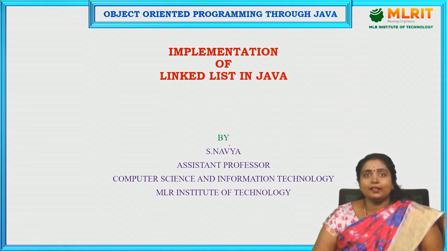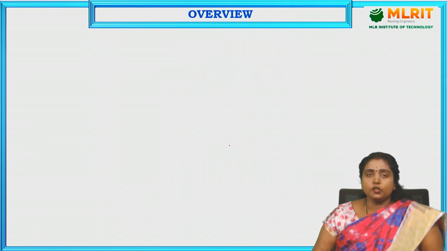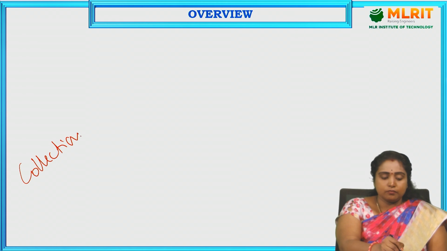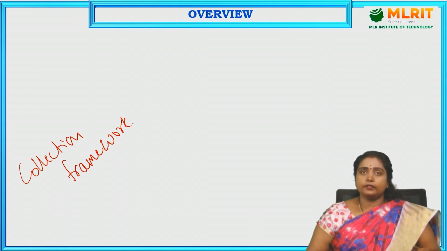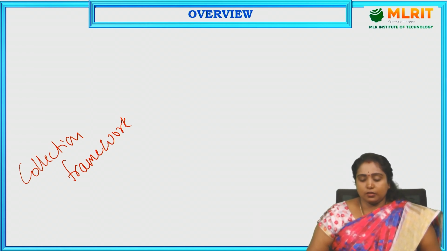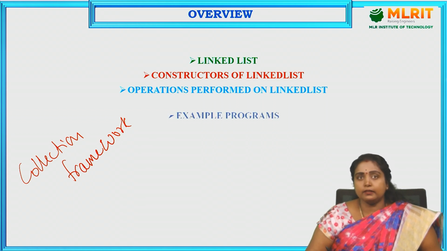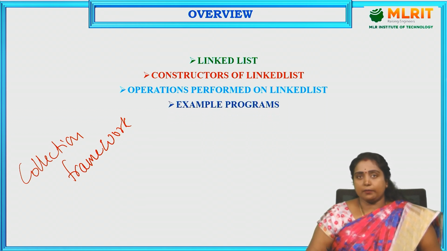Today's topic is implementation of linked list in Java. As we are going through the sessions on collection framework, the classes and interfaces of collection framework we are seeing, as in the previous sessions also. In today's session, we are going to see what is linked list, what are the constructors of linked list, what operations you can perform on linked list, and example programs.